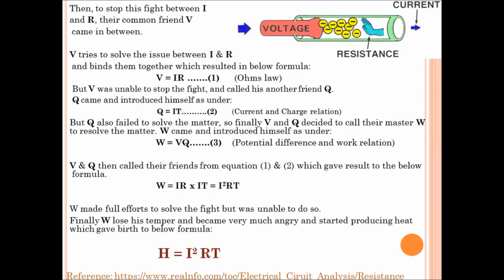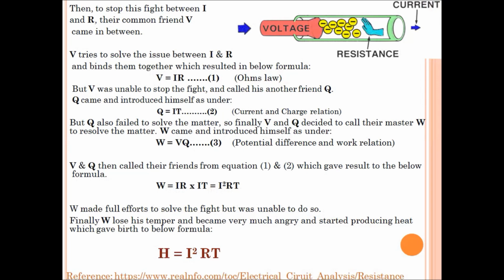But the matter is not resolved. Then V calls his another friend Q. Q came and introduced himself as under relation Q equals I T. But Q also failed to resolve the fight. Finally, V and Q decided to call their master W to resolve this matter. W came and introduced himself as under relation W equals V Q. V and Q then call their friends from relation 1 and 2, which resulted in the below formula W equals I squared R T.